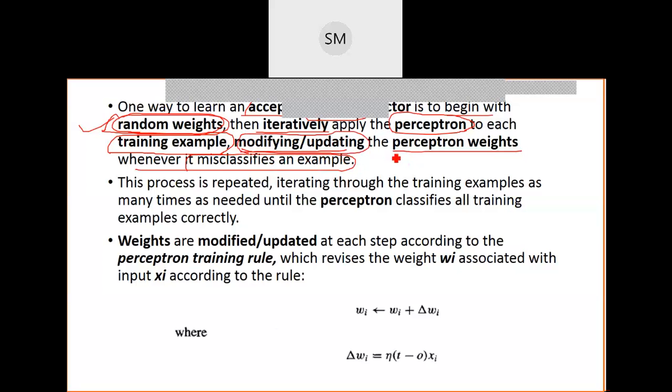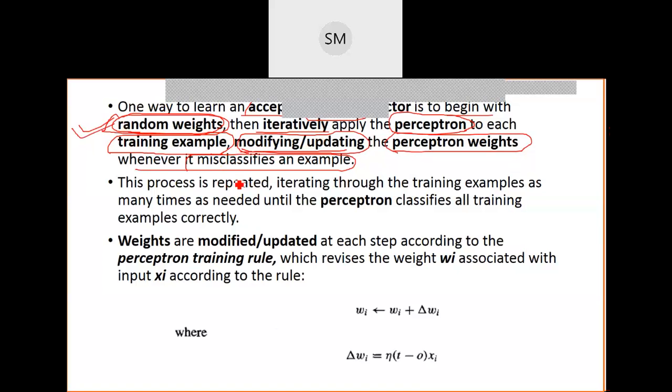What do we have to update? We have to update these weights. Which weights? Perceptron weights. Okay. So first, we start with some random weights, and we apply this perceptron to each training example. If our perceptron is not able to classify these training examples correctly as positive or negative, then we have to modify our weights, which I already got with the random search. Okay, these are the three steps. This is the main idea behind this perceptron rule.